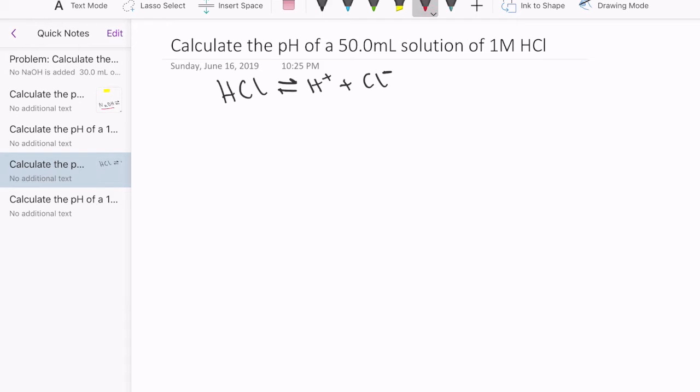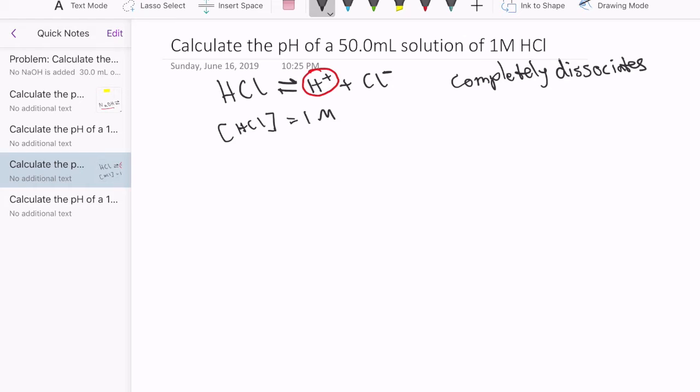Again, what we're interested in here are the H+ ions, because that's what determines the pH of a solution. What we should know going into this problem is that hydrochloric acid is a strong acid, meaning that it completely dissociates in solution. And because of this, since the concentration of HCl was 1 molar, the concentration of H+ will also be equal to 1 molar.